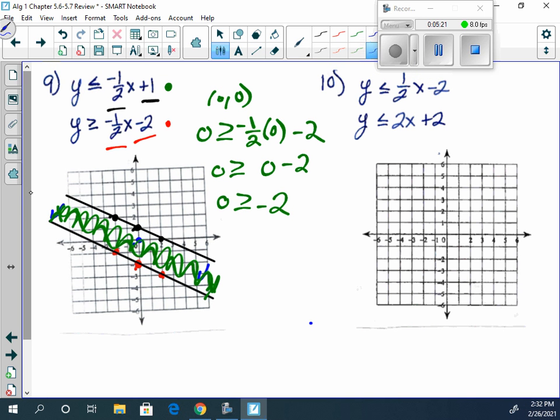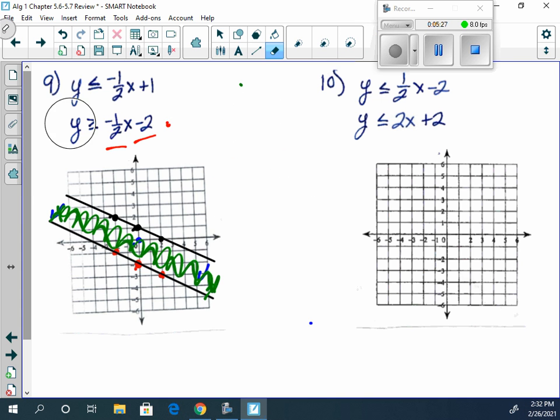Number 10, we have two equations. y is less than 1/2 x minus 2, and y is less than or equal to 2x plus 2. We can start off with the top equation. Where's our first point going to be? On the negative 2 on the y-axis, because the negative 2 is the y-intercept. So we can go down to negative 2 on the y-axis.